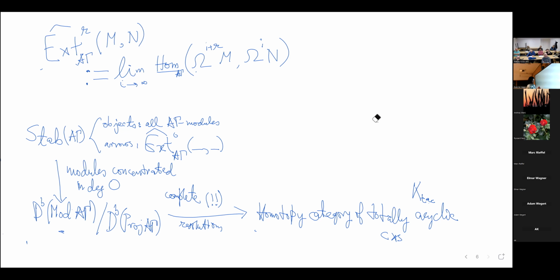Now, once I'm in the homotopy category of totally acyclic complexes, I want to go to the stable category of Gorenstein projectives. Remember, Gorenstein projectives is a Frobenius category, and the projective-injective objects of Gorenstein projectives is precisely the projective A gamma modules. So when I quotient out maps that factor through projective-injective objects, I'm essentially quotienting out arrows that factor through a projective A gamma module.